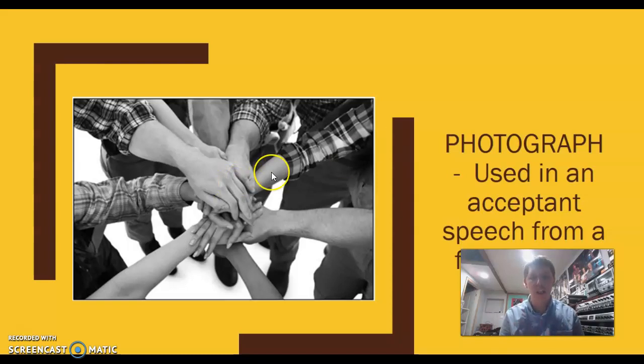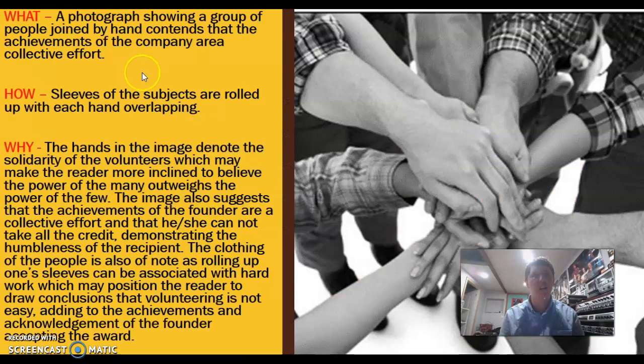So let's have a look at my interpretation. We've got a photograph showing a group of people joined by hand, and it contends that the achievements of the company are a collective effort. Okay, so it's not a single person going up and saying, "Yes, I did it all, it's all on me, thank you very much, I accept this award, I didn't have any help." The image is suggesting that it was a collective effort, that just because it's one man accepting an award, it doesn't mean that it wasn't for everyone. And that's what this represents.